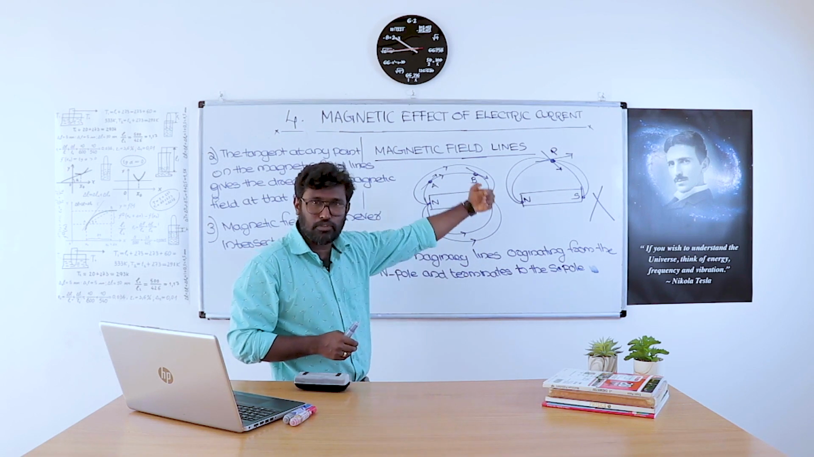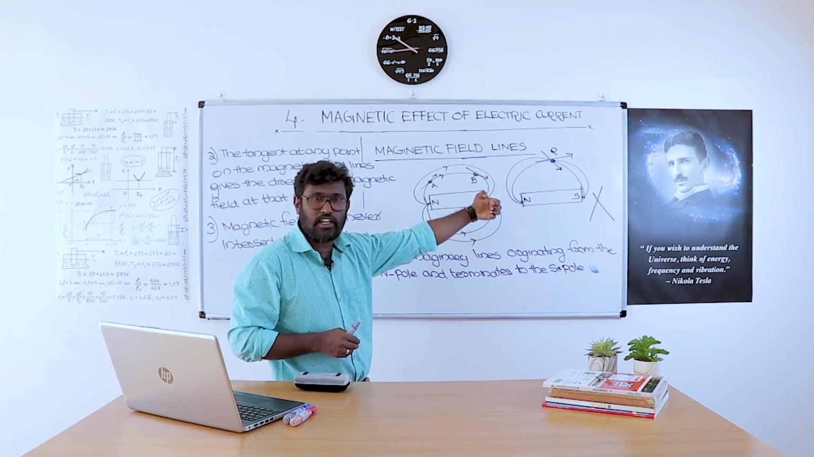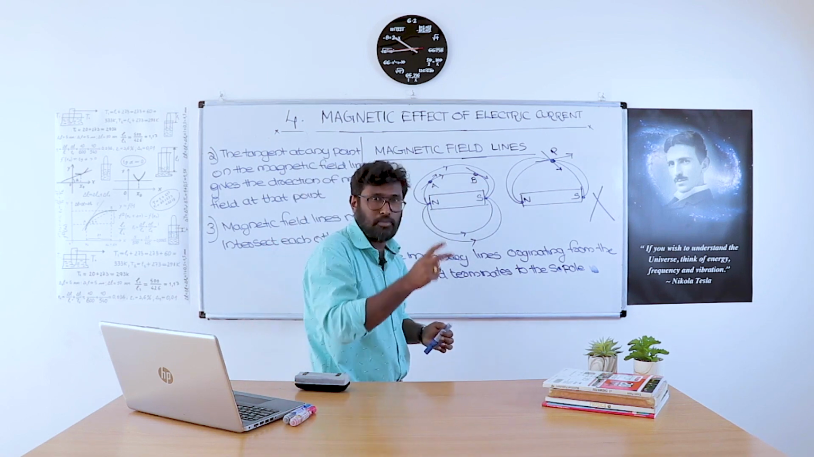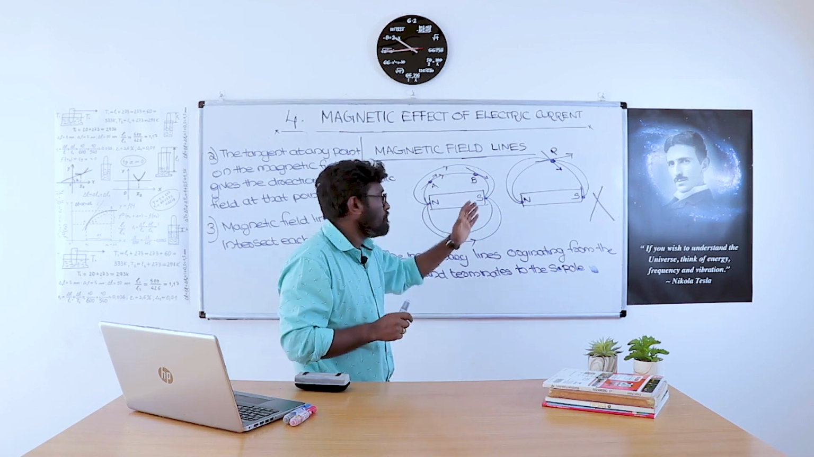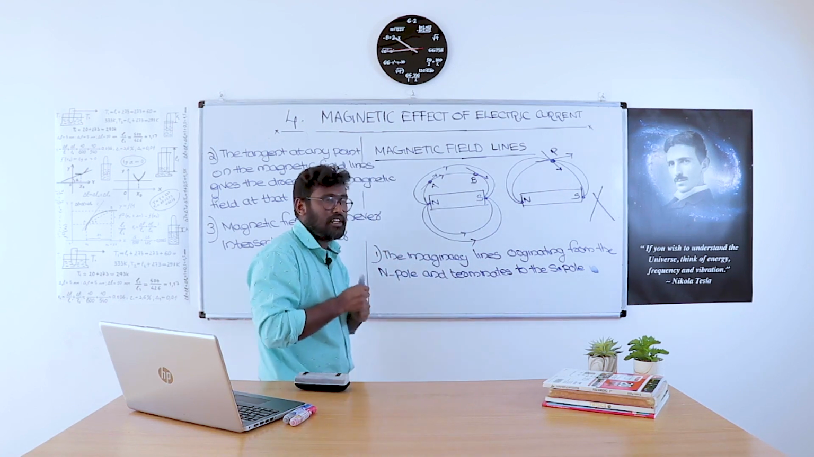So if we draw two tangents at the same point, then it indicates that there will be two directions at the same point, which is never possible, which is impossible. That means that magnetic field lines never intersect each other.